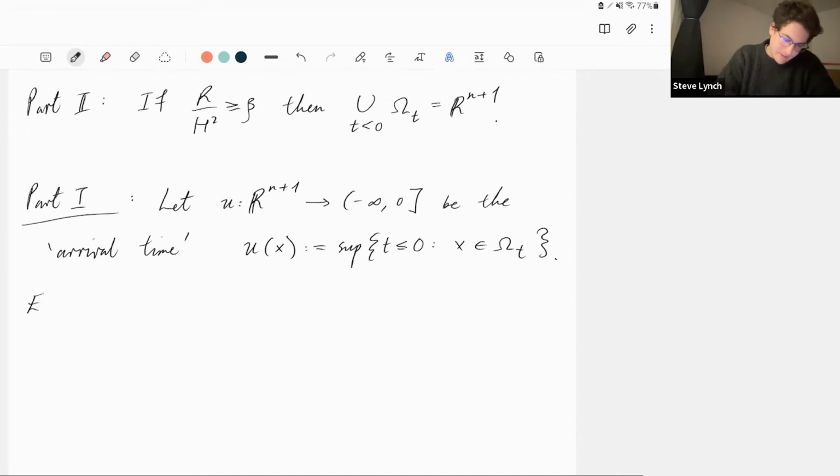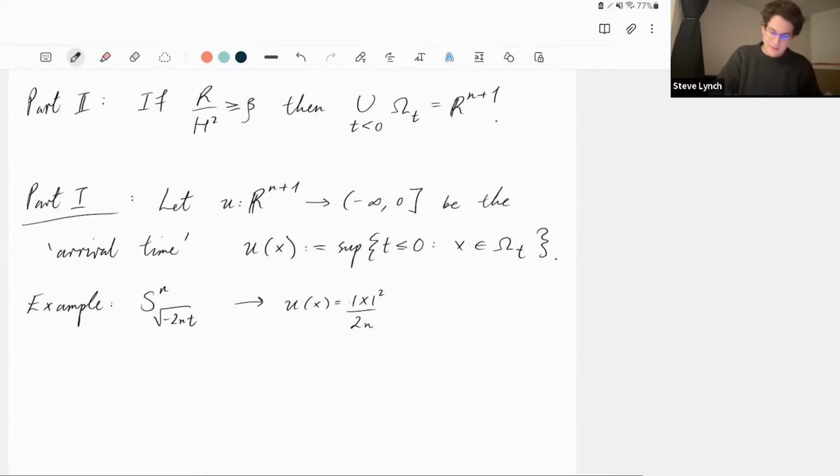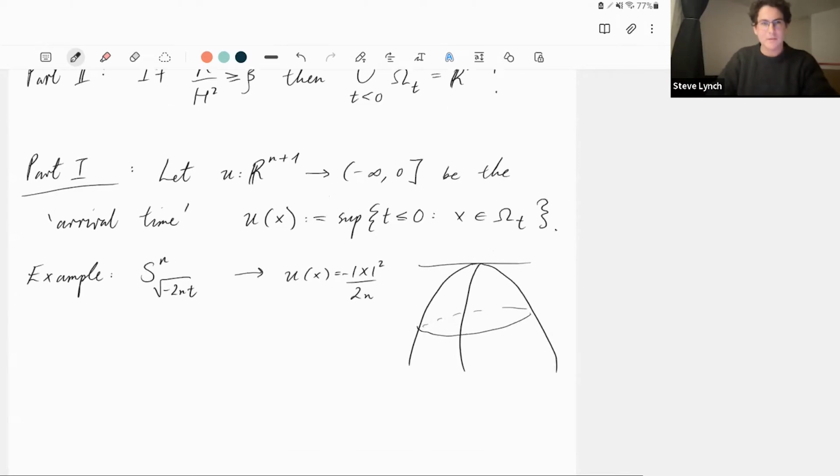And to see what this looks like, we can take the example of a shrinking sphere solution, S^n of radius sqrt(-2nt). And in this case, your function u is just minus |x|^2 over 2n, with a minus sign, right, with my sign convention. So this is a negative paraboloid with level sets equal to the time slices of the shrinking sphere solution.